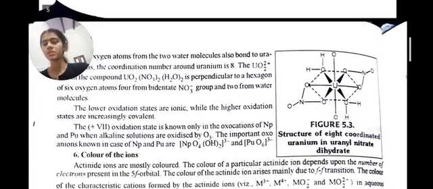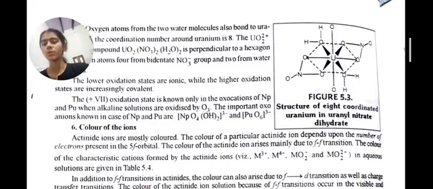The +7 oxidation state is known only in the oxocations of Np and Pu when alkaline solutions are oxidized by O3. The important oxo anions known in the case of Np and Pu are NpO4(OH)2 3- and PuO6 3-.